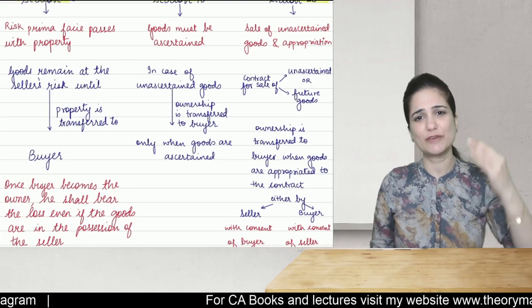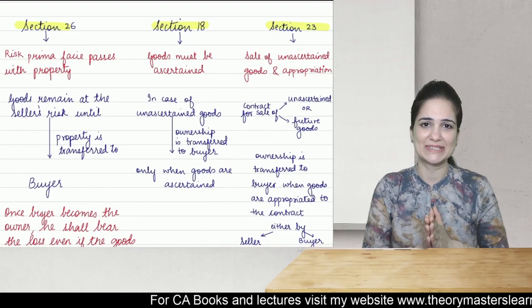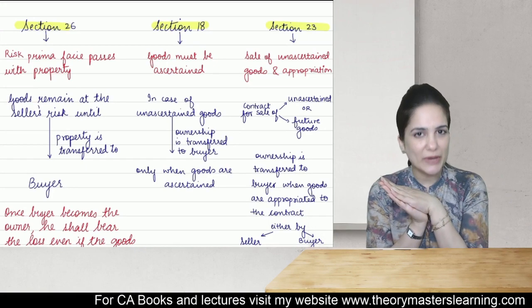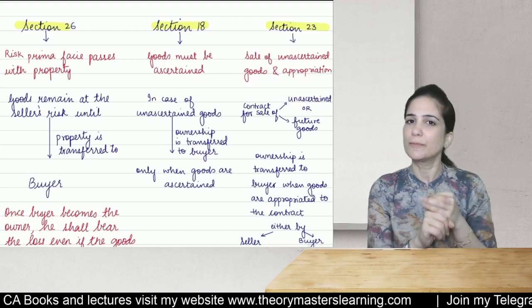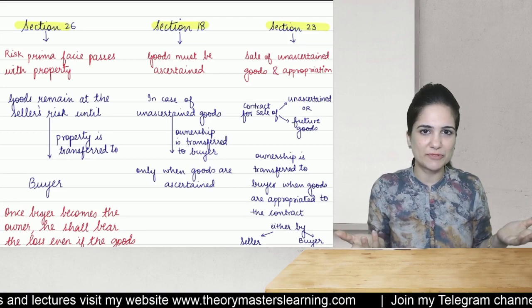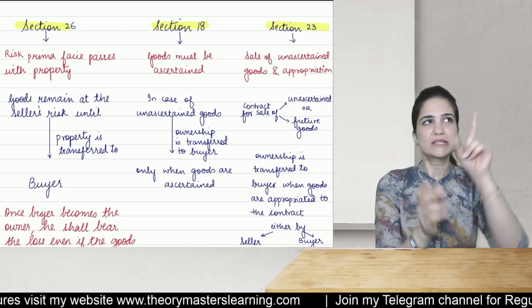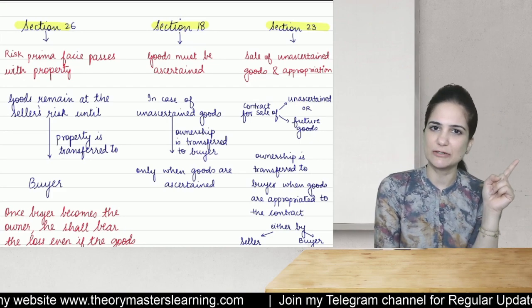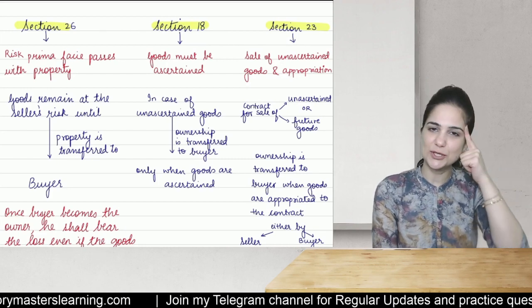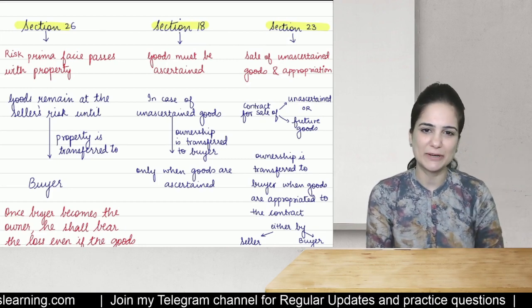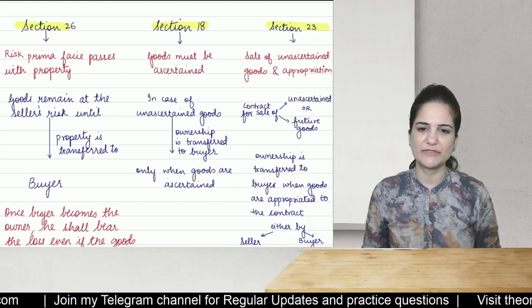So can I say that if I club both these points, section 18 read with section 23, the goods need to be first ascertained and appropriated, only then ownership will transfer. Yes, just ascertaining, that is identifying, will not serve the purpose. You also have to keep the goods aside with the intention of transferring ownership to the buyer. So ownership is transferred when the goods are appropriated.